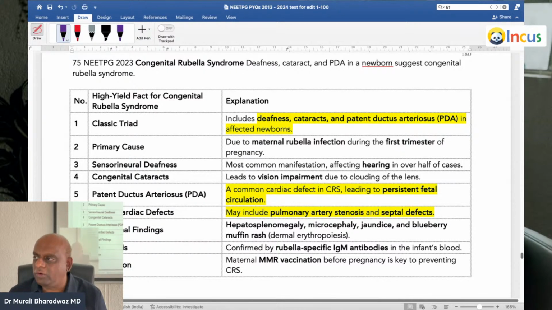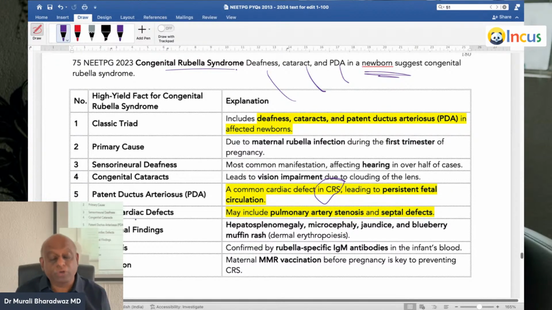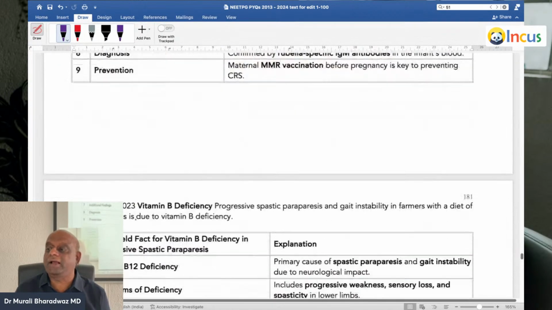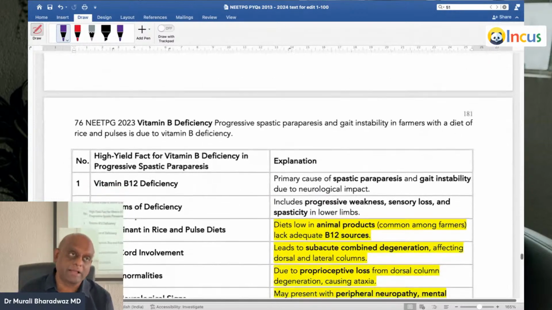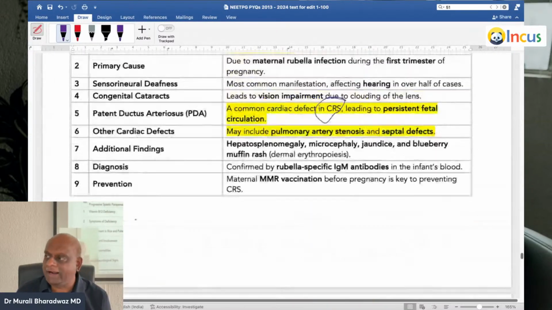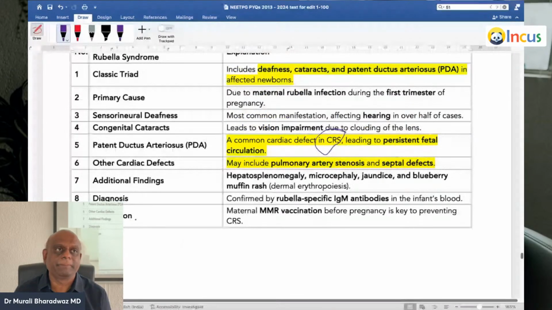Now, congenital rubella syndrome typically leads to deafness, cataract, and PDA in the newborn. Deafness, cataract, and PDA. PDA leads to a machinery murmur, remember. And even pulmonic stenosis and septal defects can occur in congenital rubella. But remember, cataract, deafness, PDA.